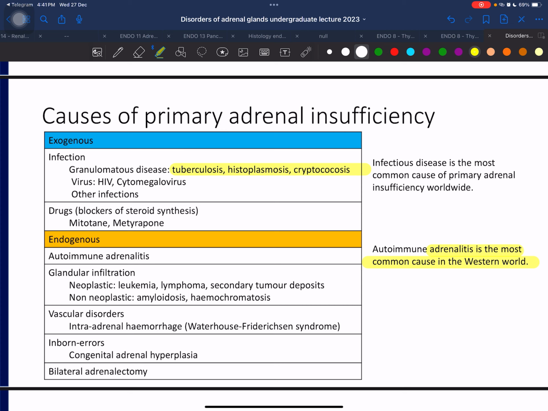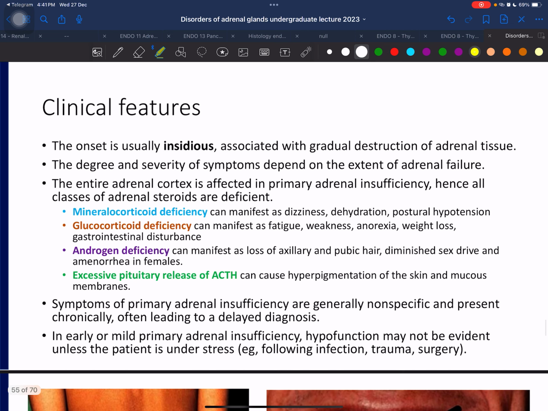So what are the clinical features? Onset is usually insidious, slowly progressing over time, gradual destruction of the adrenal tissue, and the degree and severity of symptoms depend on the extent of the adrenal failure. Okay, so again, when you have mineralocorticoid deficiency, the signs and symptoms are as such. When you have lack of glucocorticoid, your cortisol, you have all these things, and you have androgen deficiency at the same time because everything is low, right? Your adrenal glands are being destroyed.